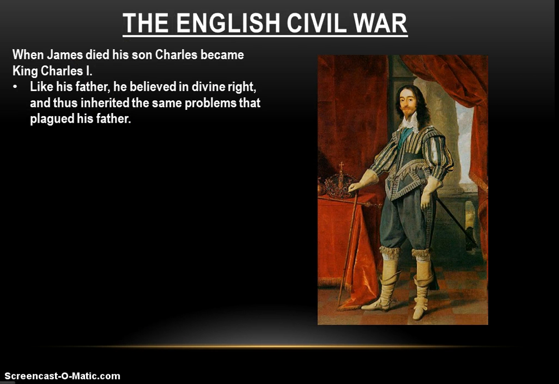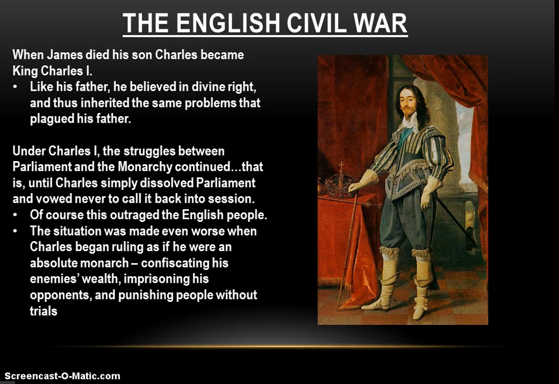And after James dies, his son Charles becomes the new king, King Charles I. And like his father, Charles believed in divine right and absolute monarchy, and thus he inherited the same problems that plagued his daddy. And the struggles would continue between Parliament and the monarchy under Charles. They would continue, that is, until Charles simply dissolved Parliament and vowed to never call it back into session. They went back and forth all the time, and eventually he said, "I'm done with you."